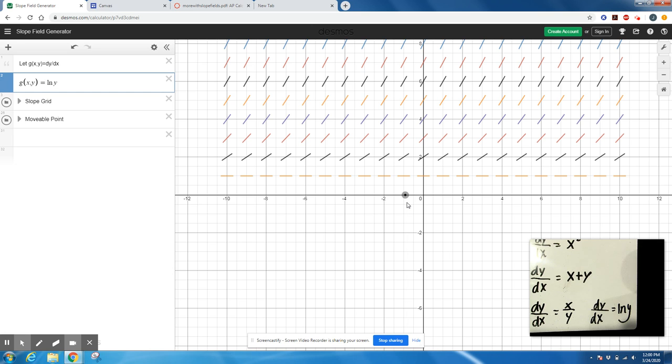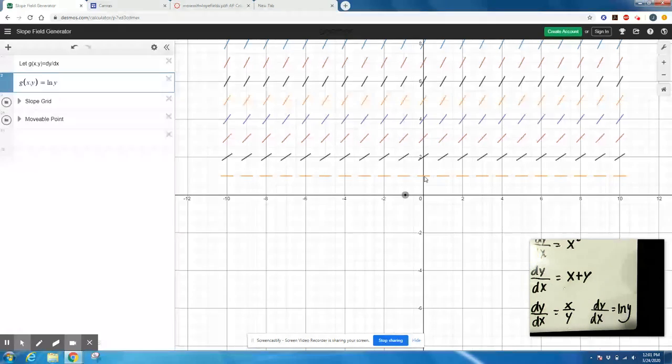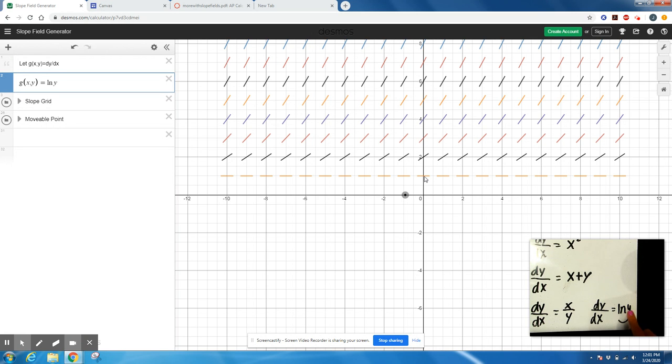Okay, so if the derivative is ln y, I don't have this antiderivative memorized, so I'm glad I have a slope field to help me. I could probably rewrite it with exponentials and figure it out, but let's just look at our slope field. If I plug a 1 in for y, ln 1 is 0. So every single time that y is 1, the derivative is 0. Notice that in my slope field, every single time that y is 1, I have a horizontal tangent.